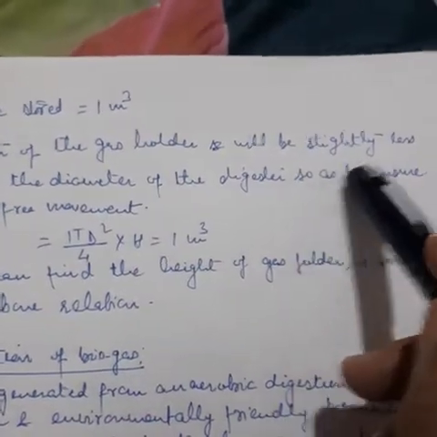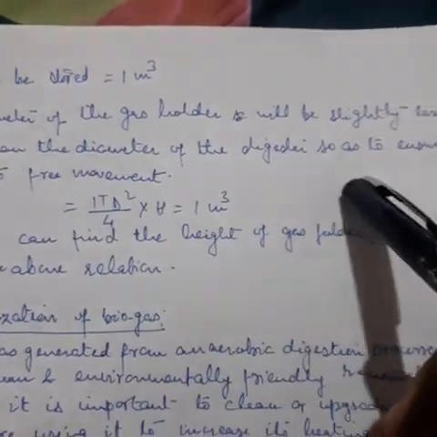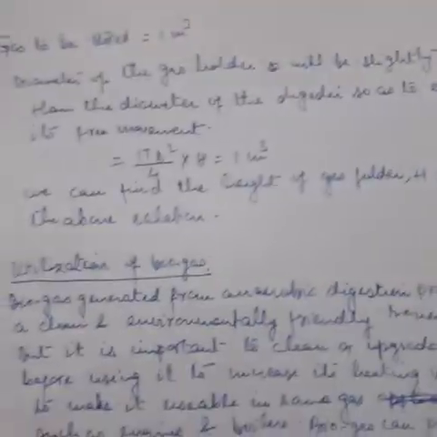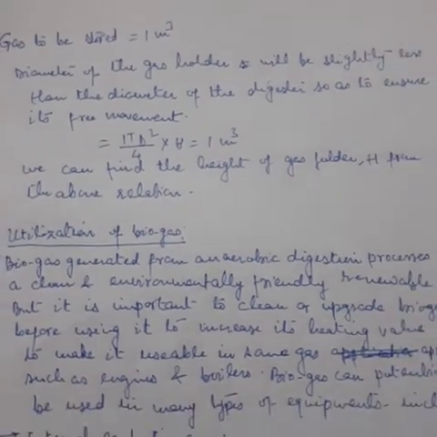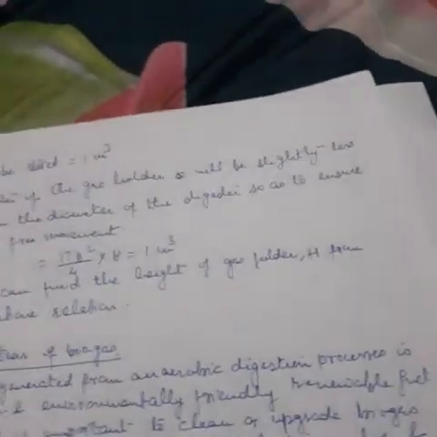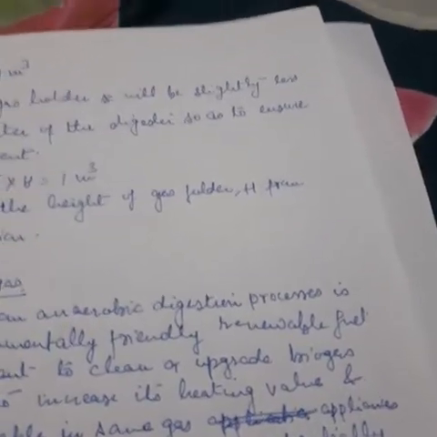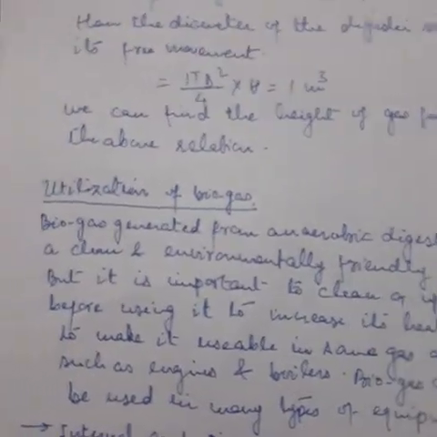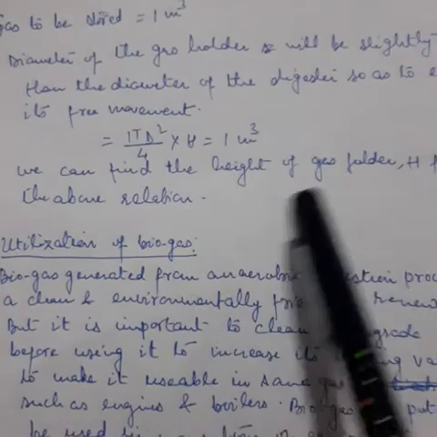Diameter of the gas holder will be slightly less than the diameter of the digester, so as to ensure its free movement. Pi d square by 4 into h is approximately the value of 1 meter cube. We can find the height of the gas holder h from the above relation. The height of the digester is calculated by the plant size and from where the gas is to be obtained from the pipeline. So its volume is to be calculated. It totally depends upon its height and diameter, the total size of the gas plant, that is pi d square by 4 into h.